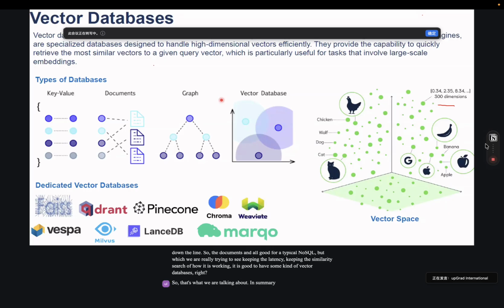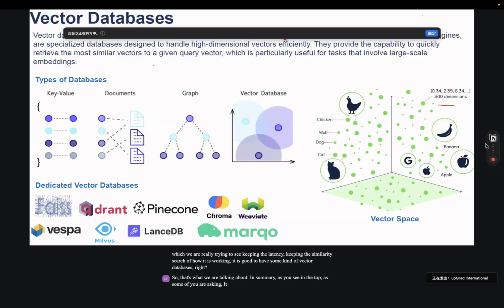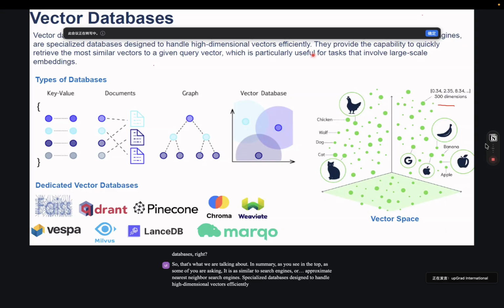In summary, as you see at the top, as some of you are asking, these are similarity search engines or approximate nearest neighbor search engines, specialized databases designed to handle high-dimensional vectors efficiently. So that's the definition I am talking about. They provide the capability to quickly retrieve the most similar vectors. Is it perfect every time? No, it may not be, right? But it gives you a high-dimensional space for us to store.